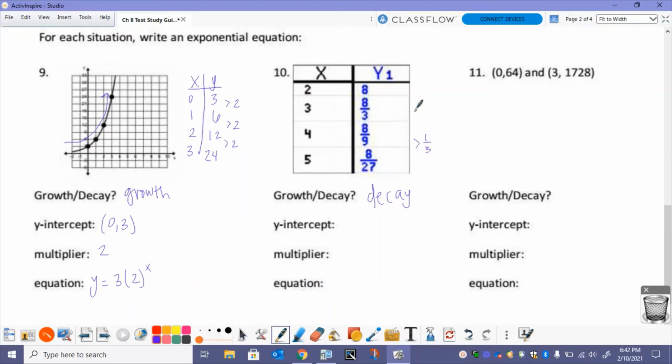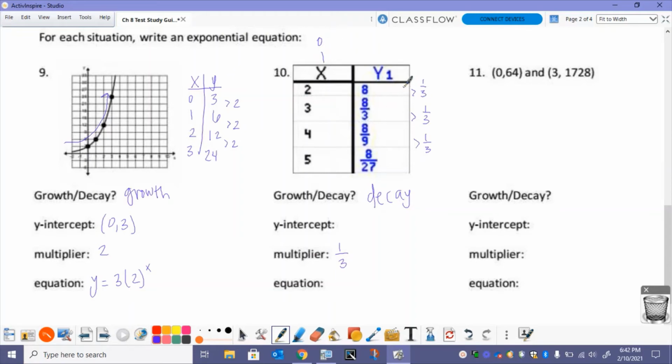8/9 divided by 8/3 is also 1/3. And then 8/3 divided by 8, you guessed it, 1/3. So that means our multiplier is 1/3. And now we can find our y-intercept.